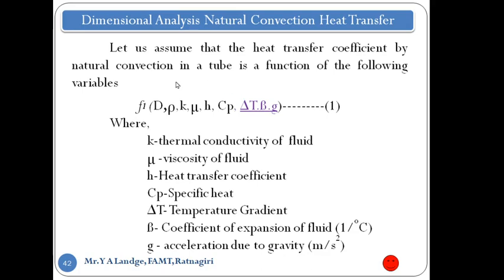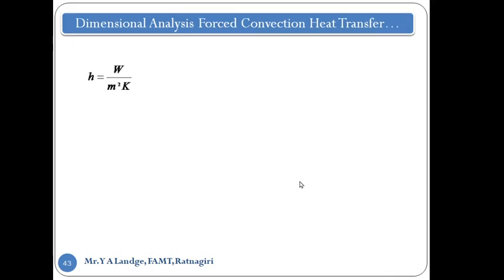So first, before making the table, we have to write the units, and those units should be in the dimensions. For that, we know that h has a unit of watt per meter square Kelvin. Now the meter we can write in terms of L, and K in terms of T, because we are considering the four fundamental quantities, that is mass, length, temperature and time. But watt is not in these four dimensions, so we first convert the watt into joule per second. Watt is nothing but joule per second.